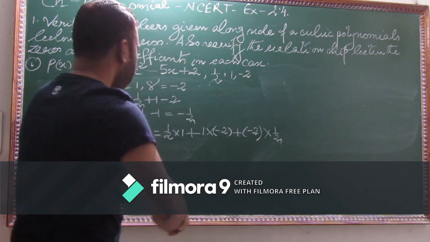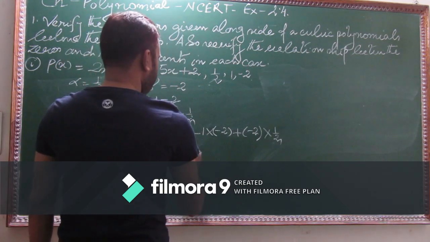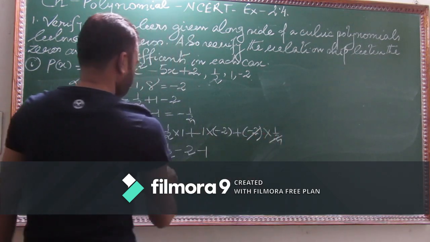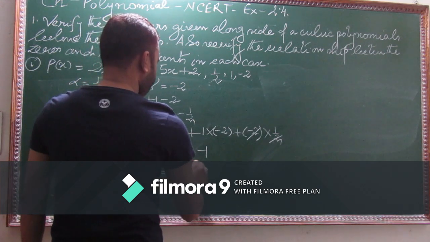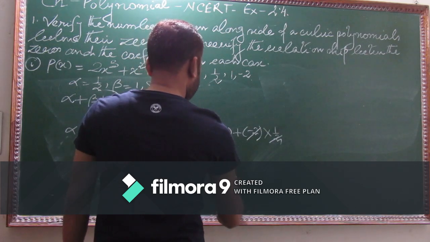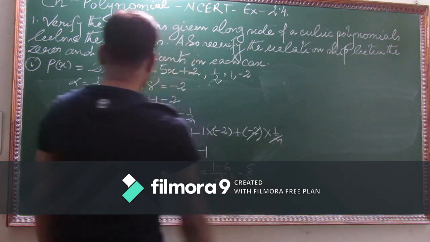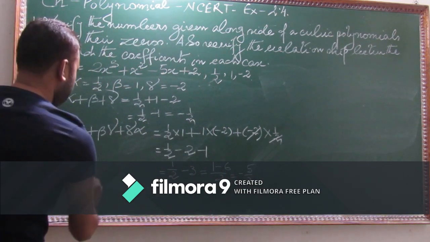Done. So what is this? This is half, this is minus 2 and this is minus 1. So what is this? This is half minus 3. This is 1 minus 6 divided by 2. This is minus 5 by 2. Done. Now at the end I need to find alpha beta gamma.